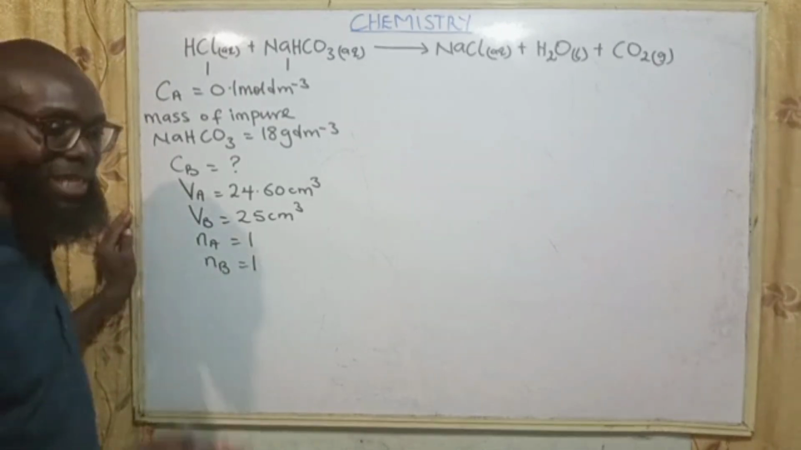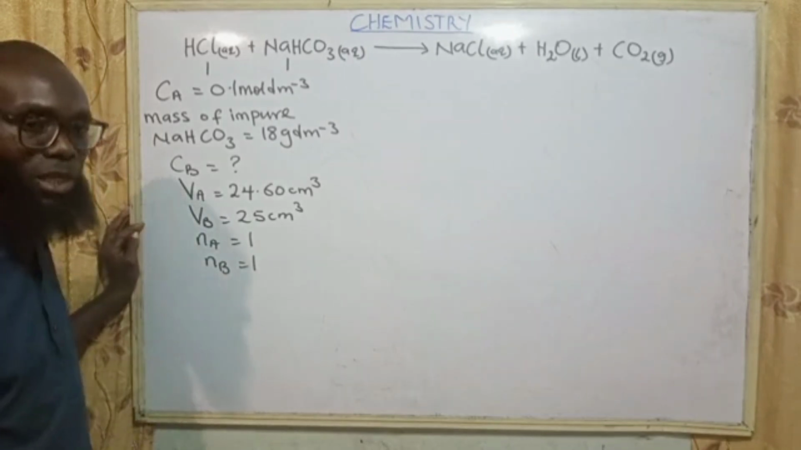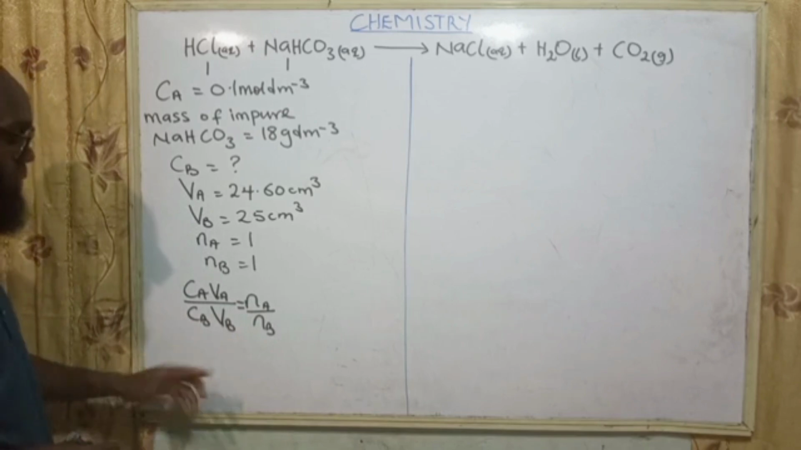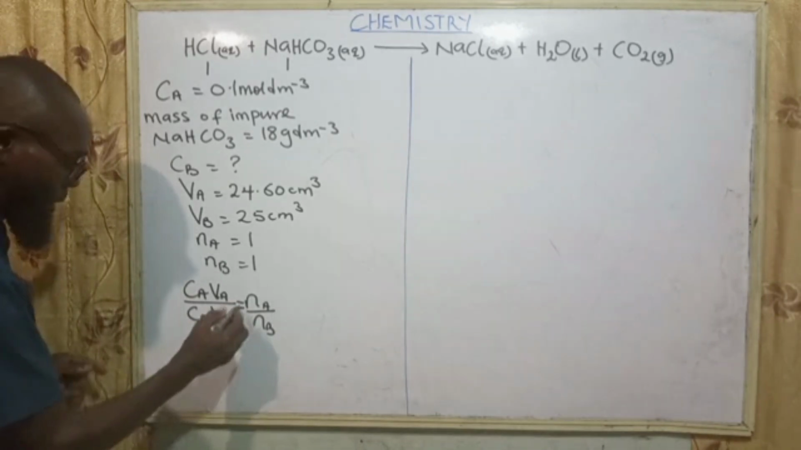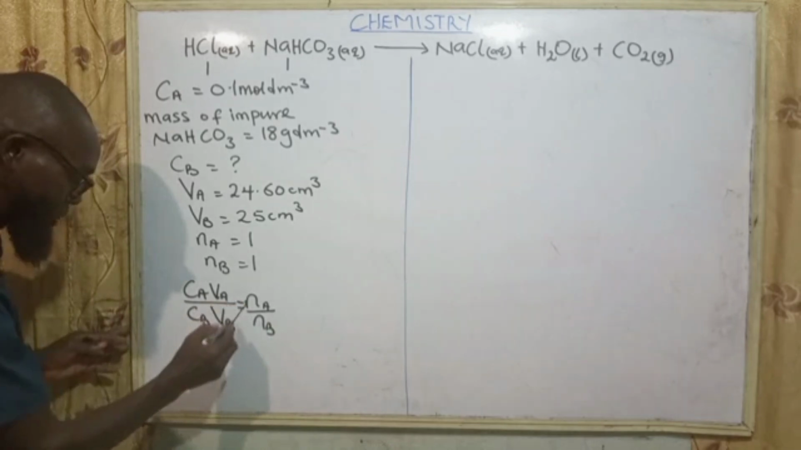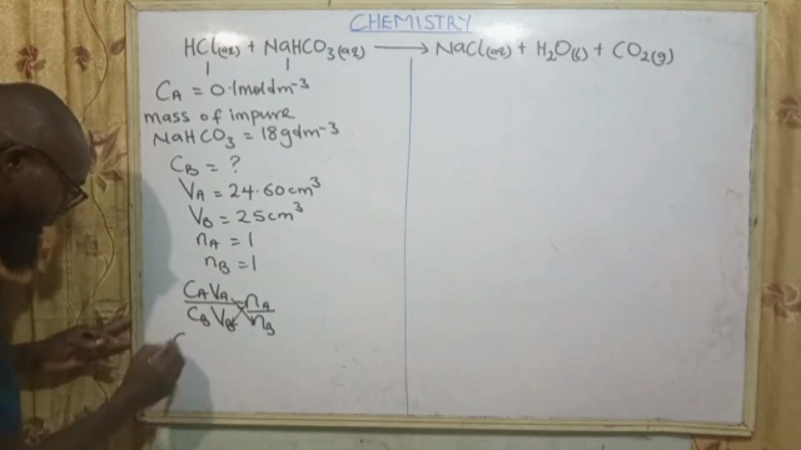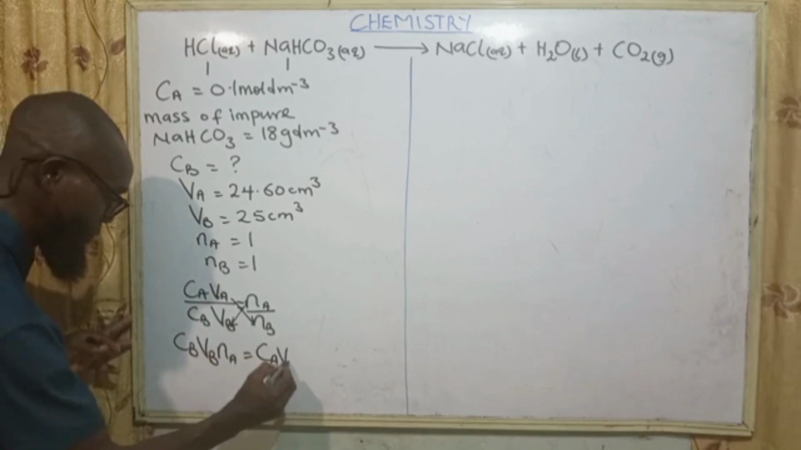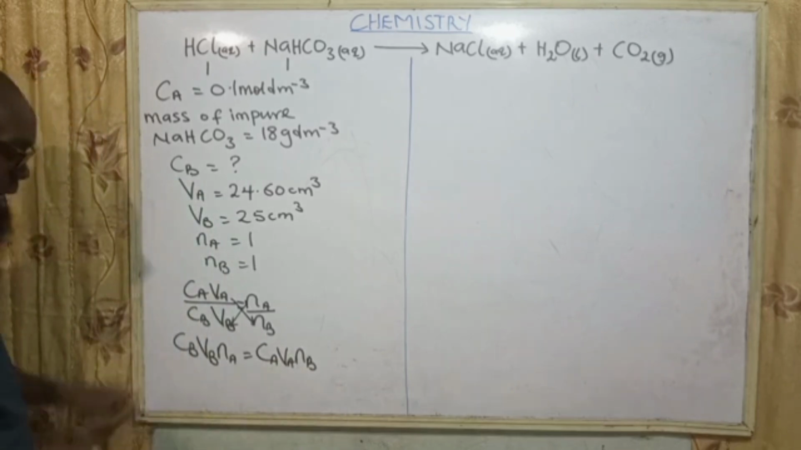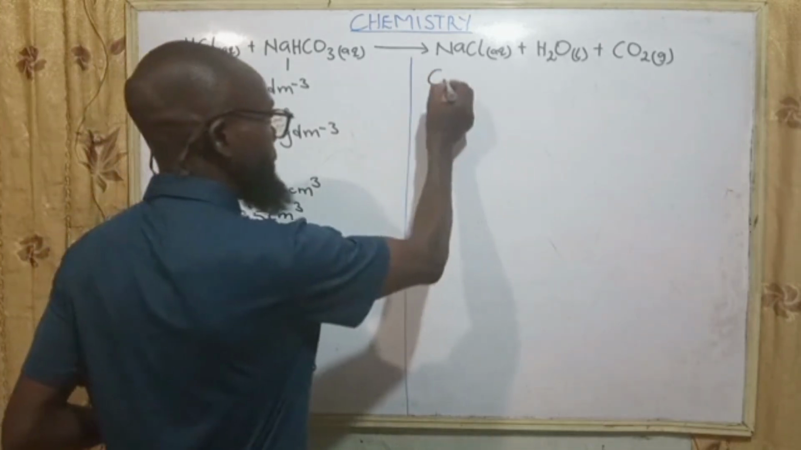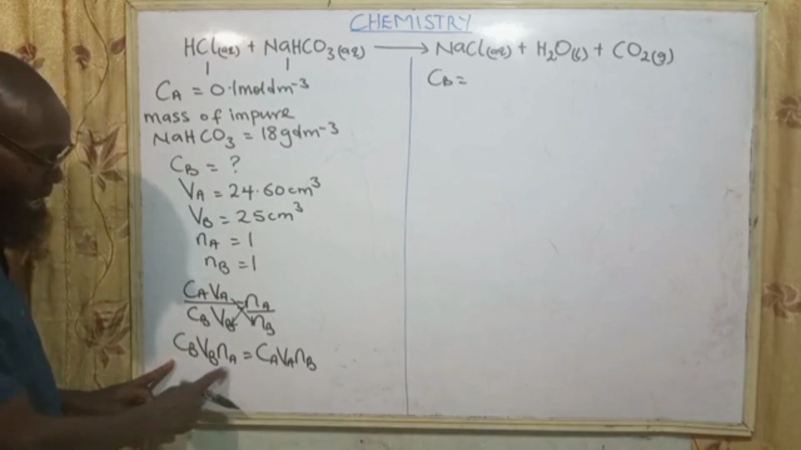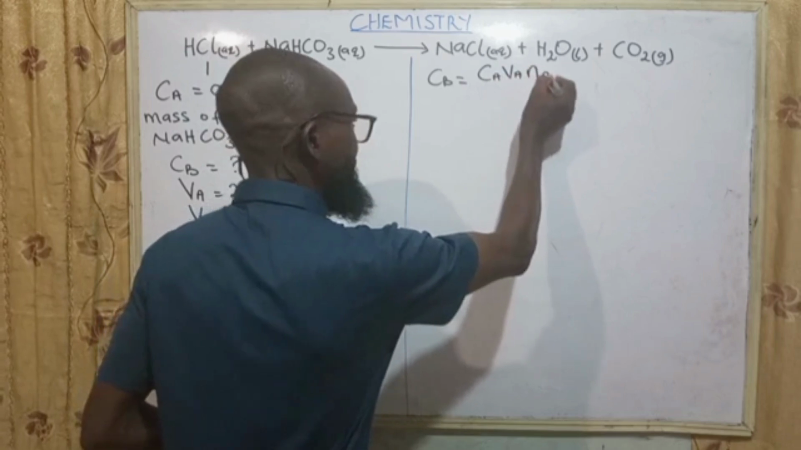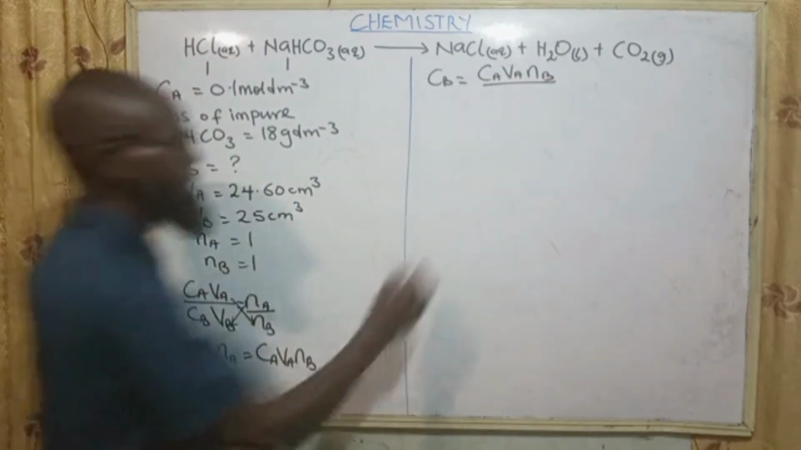We can use the formula that says CaVa over CbVb equals Na over Nb. Given this formula, I want to calculate my Cb. I have to cross multiply so that the unknown will come to the left. We have CbVbNa equals CaVaNb. Now I want to get my Cb, so you divide both sides by Vb and Na. So I have Cb equals CaVaNb divided by VbNa.